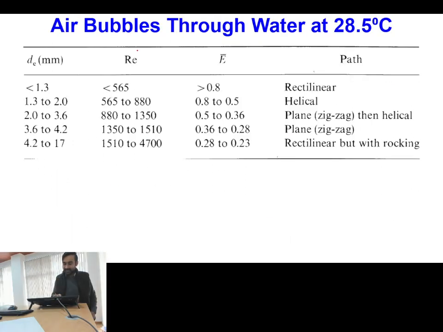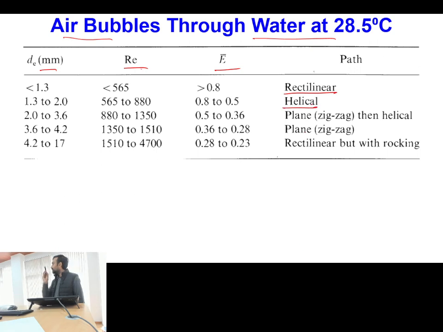Then these are the air bubbles when they are traveling through water at 28.5 degrees Celsius. Depending upon the equivalent diameter, Reynolds number and aspect ratio, bubbles will follow different paths. Here these have a rectilinear path, which means they will move in a straight line. Then helical path, not straight but forming a helical structure. Then plane zigzag. In case of plane zigzag, there will not be any rotation like a helix, but it will be only in a single plane, oscillating like this. So if the range of diameter is like this, then you will have plane zigzag and helical.